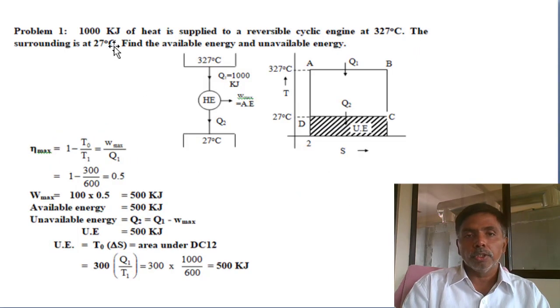One more problem. 1000 kilojoules of heat supplied to a reversible cycle engine at 327 degrees centigrade. The surroundings is at 27 degrees centigrade. Find the available and unavailable energy. Simple. First determine the efficiency, 50%. Work max equals heat supply into efficiency, automatically 500 kilojoules, 1000 into 0.5. The available energy is 500. Unavailable energy: total energy minus available energy, which is equal to 500. Or unavailable energy you can calculate as T naught into delta S, Q1 by T1. Then you will get the 500 kilojoules.